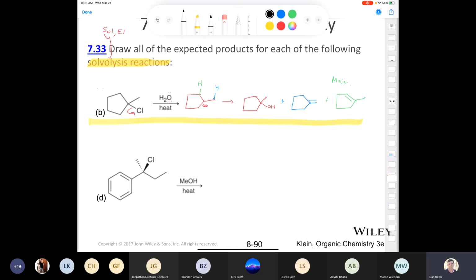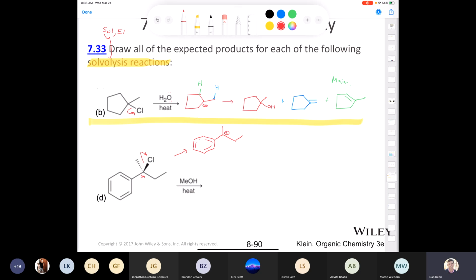So let's see here. The first step is going to be the loss of a leaving group. Now notice this is a chiral center, isn't it? Got a beautiful chiral center there. Well, what are we going to produce after the loss of leaving group? Let's draw it. We're going to end up with something that looks like this. So we're going to have this group coming off here like this.